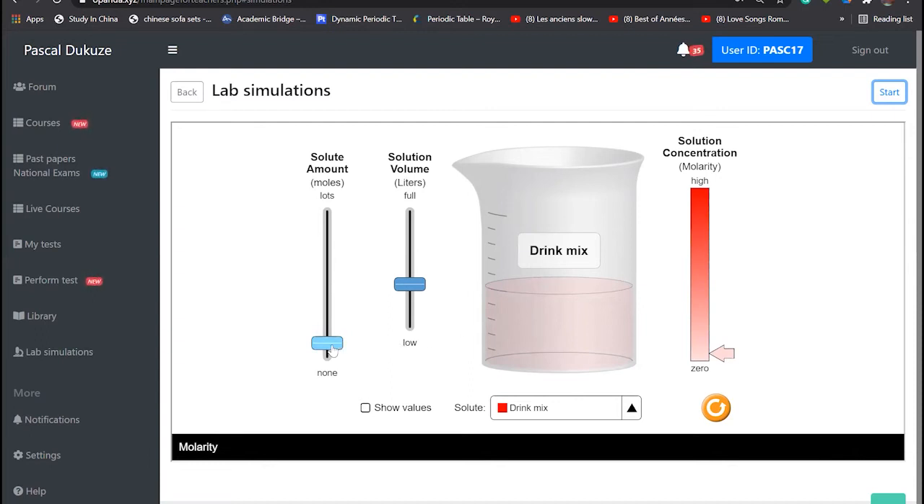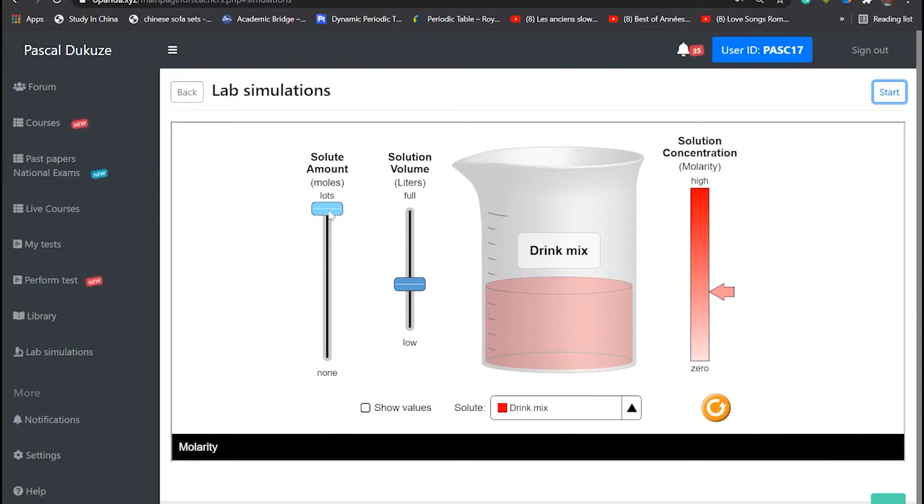Now let's check what happens to the color of the solution when we increase the amount of solute. When the amount of solute is increased, how does the color change? See, the color is becoming darker. That is the first observation we can make. Without going into digital values, we can see that the color is changing. And as the color becomes darker, how does the molarity change?